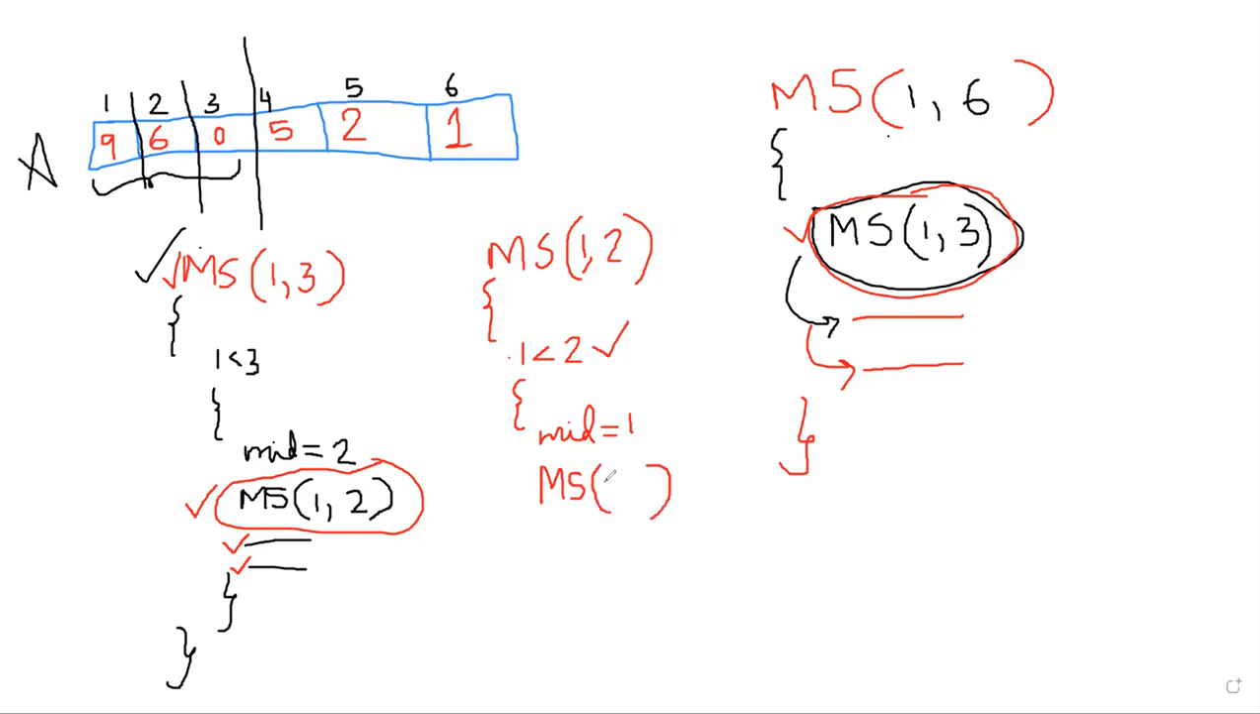What are the two parameters? Low and mid. And what is the value of low? 1. And what is the value of mid? It is 1. Clear? Now, forget about all the other two statements.